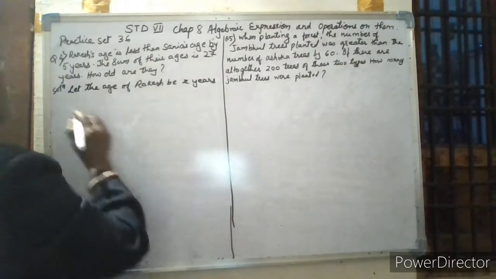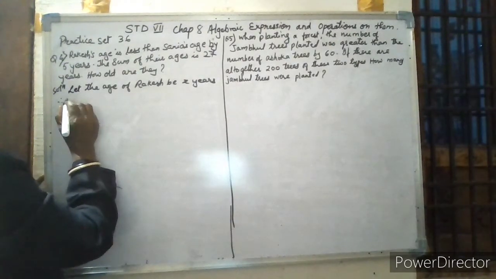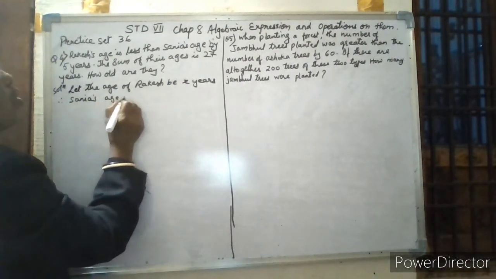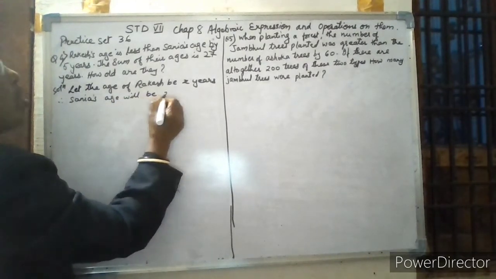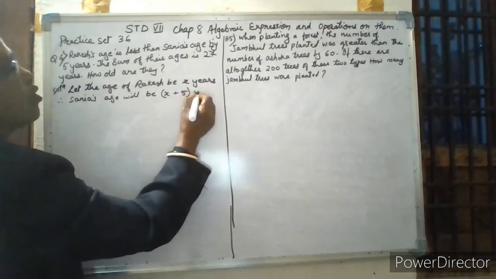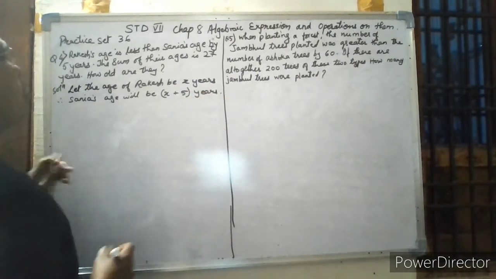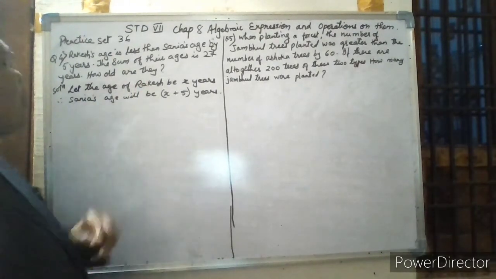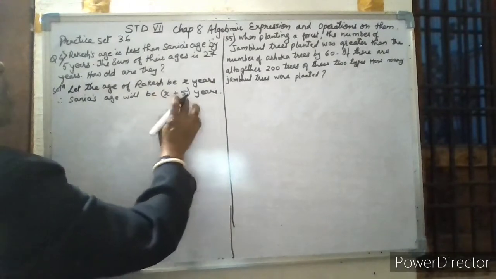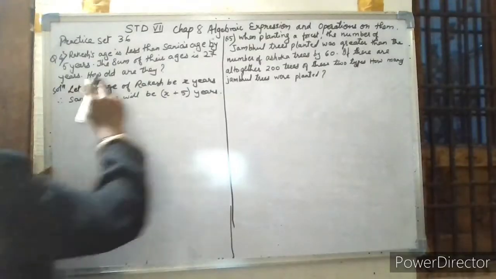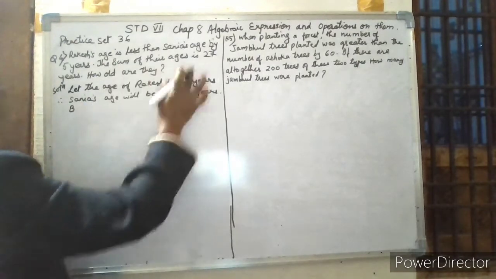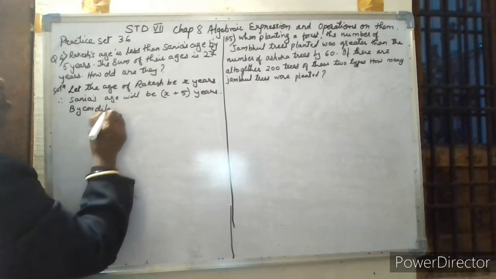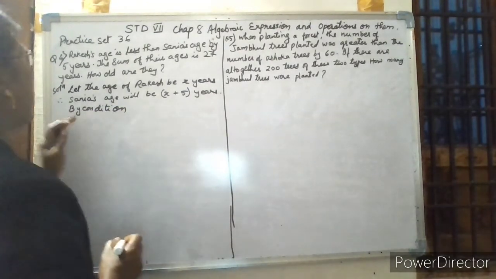5 years. Therefore, Sania's age will be X plus 5 years more, because she is elder to Rakesh by 5 years. So, her age is X plus 5. By condition, what is the condition given? That the sum of their ages is 27. So, by condition, here we form the equation.